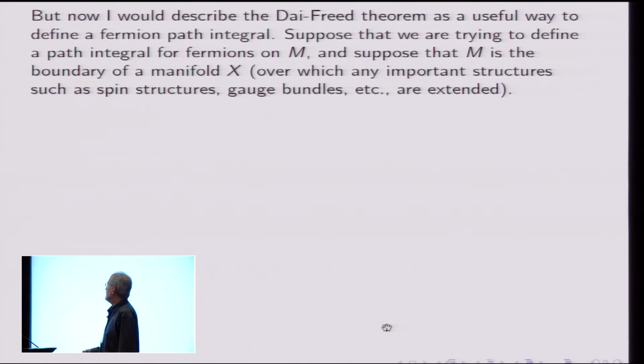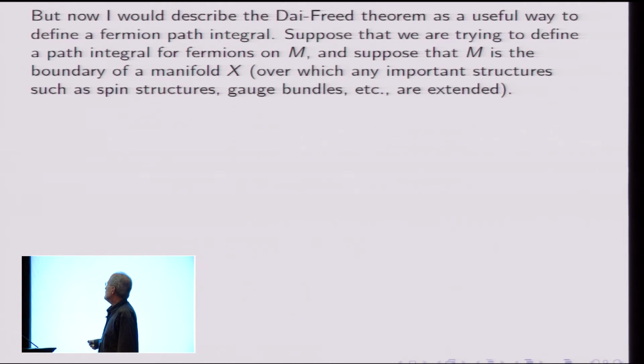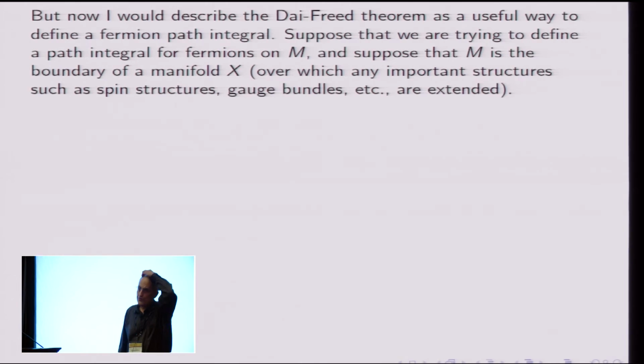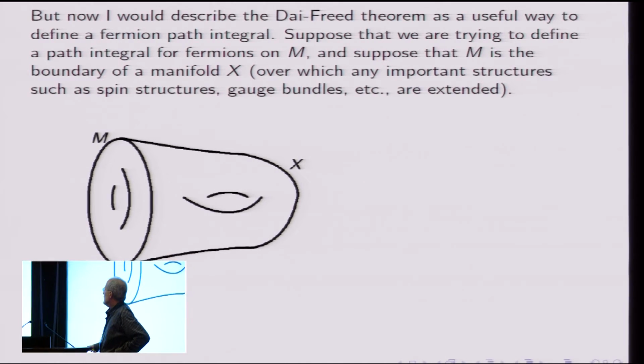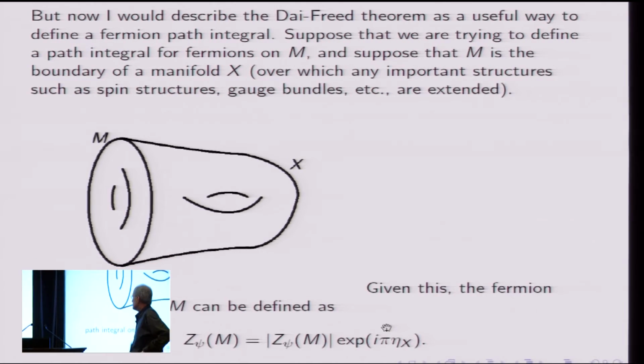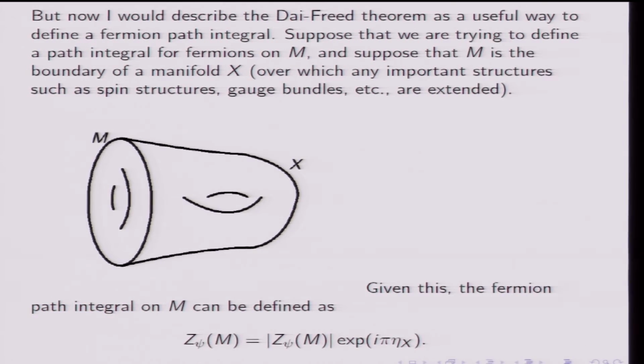Suppose we're trying to define a path integral for fermions on M, and suppose M is the boundary of a manifold X over which any structures that are important in defining the original theory are extended. So here's the picture. We're studying fermions on M, but M is the boundary of X. Given this, the fermion path integral on M should be defined as its absolute value. And remember, I told you at the beginning that the absolute value of the fermion path integral is well defined by textbook recipes, times a phase, which is e to the i pi eta, but now it's eta on a manifold X with boundary.